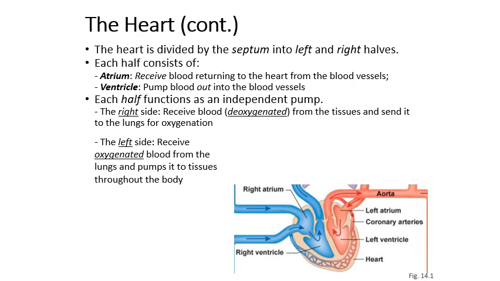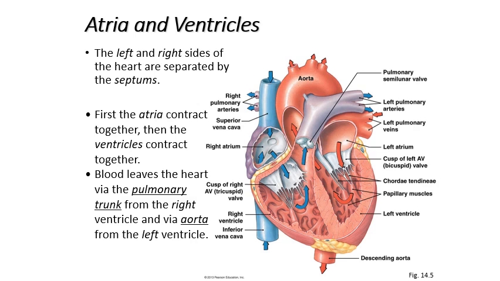Now that we've got oxygenated blood, we can pump out to the rest of the body. But that's the flow of it. We're going to go right atrium, right ventricle, out to the pulmonary, out to the lungs, and then back to the left atrium, left ventricle, and then out to the aorta. So again, the heart's made up of two atria and two ventricles. The atria pump into the ventricles, and then the ventricles pump out to the vessels.